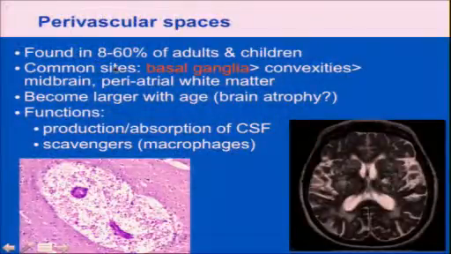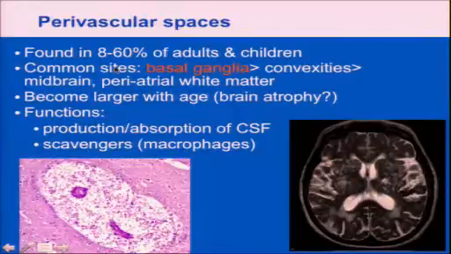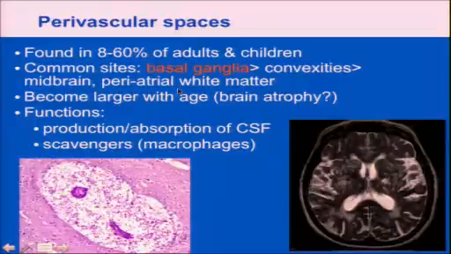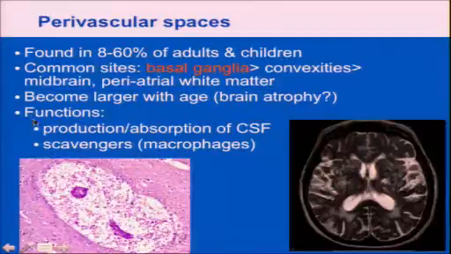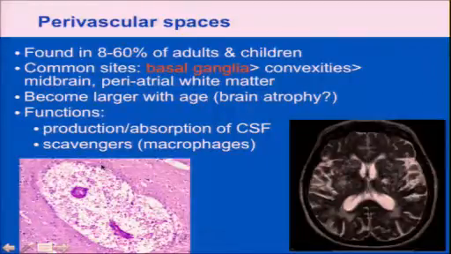They are found in a large number of adults, and even in pediatric subjects we can see them. They are commonly in the basal ganglia, and they become larger with age. They can appear everywhere in the midbrain, in all white matter areas. And the function is not fully understood, but what is discussed is production and absorption of CSF and some space for macrophages.